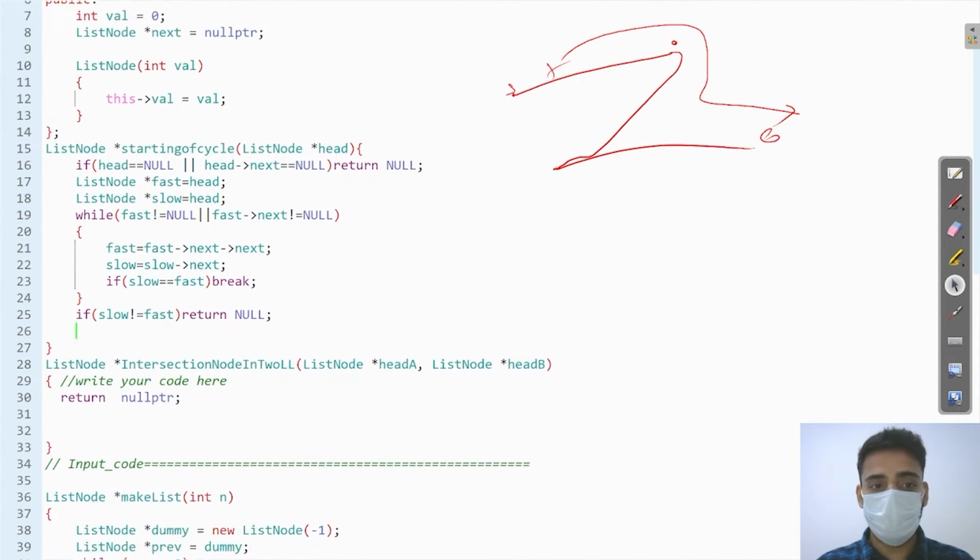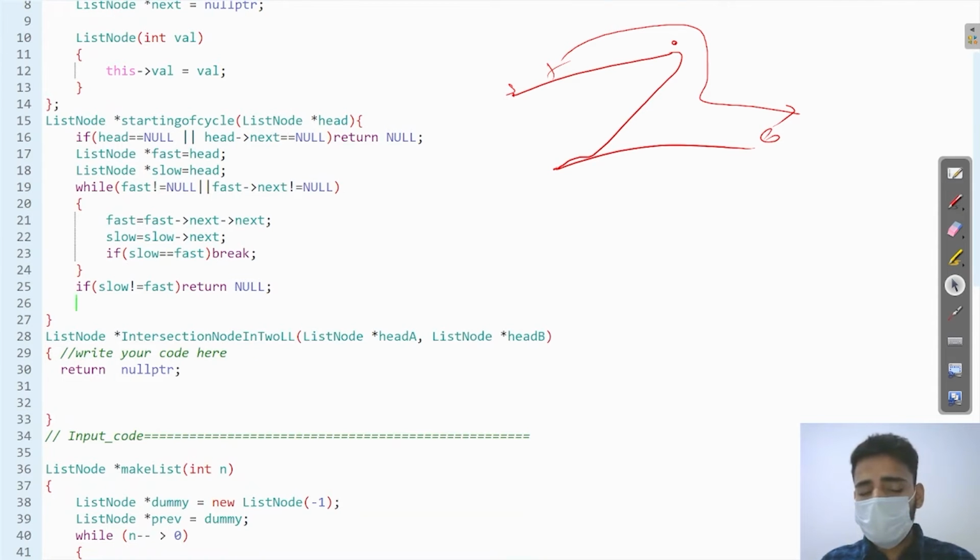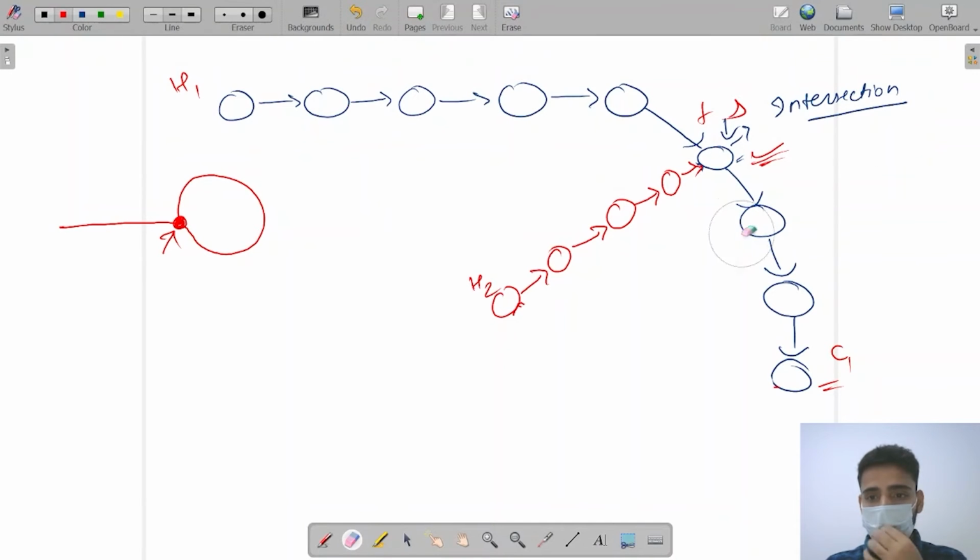Now let's move forward. What we are going to do now is handle the case where fast is equals to slow. For that, let's go on the board. When both were at the equal point, we sent slow to the starting point, and again they both start moving with the same pace. Okay, so we are here.